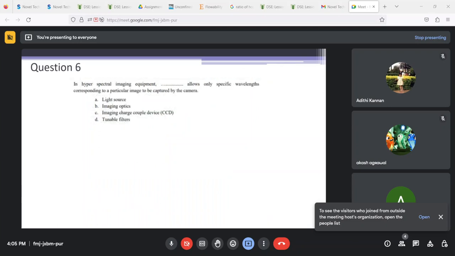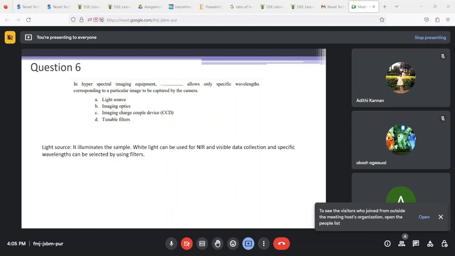Question 6. In hyperspectral imaging equipment, dash allows only specific wavelengths corresponding to a particular image to be captured by the camera. A, light source, B, imaging optics, C, imaging charge coupled device, and D, tunable filters. Hyperspectral imaging equipment is also used for analysis of grains and so on. So the answer is D, tunable filters.